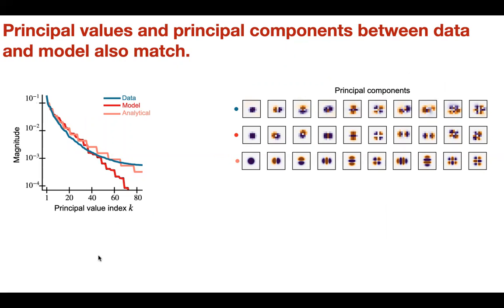So on the left are the principal values. On the x-axis is the index, and on the y-axis is the magnitude. As you can see, the blue data curve and the red model curve match quite well. And we also have the analytical closed form of these principal values in salmon, and that actually matches the data quite well. The small deviation is more of a numerical discretization issue rather than a mathematical issue. And on the right, we have the principal components. Notice that the data and the model also match quite well here. And then on the bottom, we have the analytical form, and they're much smoother because we're able to sample using a much finer grid. And they also look very similar, the data and the model.